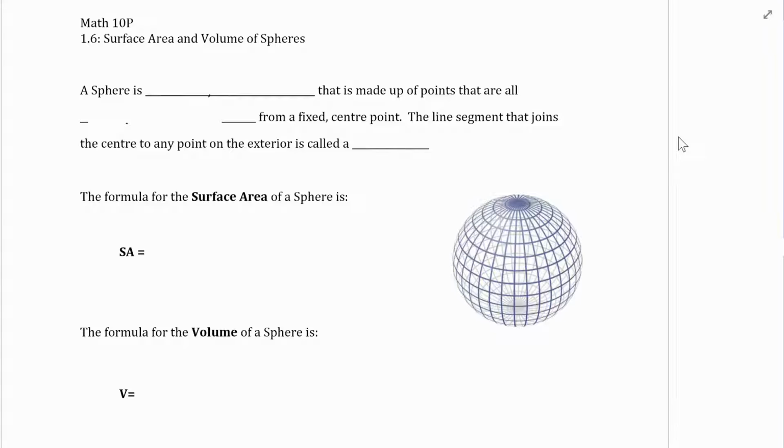Starting off here, a sphere is a three-dimensional object that is made up of points that are all equidistant, or in other words, the same distance from a fixed center point. And all points on a sphere are equally distant from the very center of that sphere. The line segment that joins the center to any point on the exterior of the sphere is called a radius, exactly like a circle. The formula for the surface area of a sphere is that SA equals 4 pi r squared. And the formula for the volume of a sphere is that volume equals 4/3 pi r cubed.